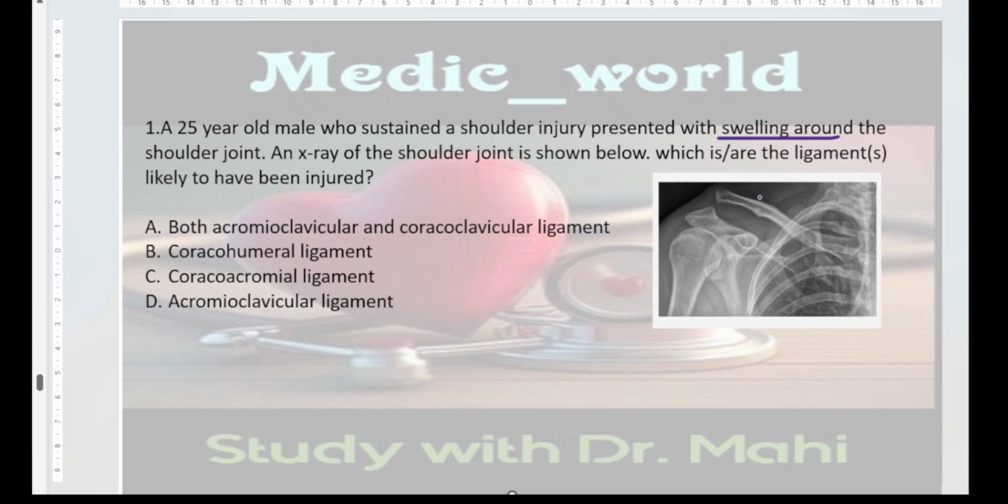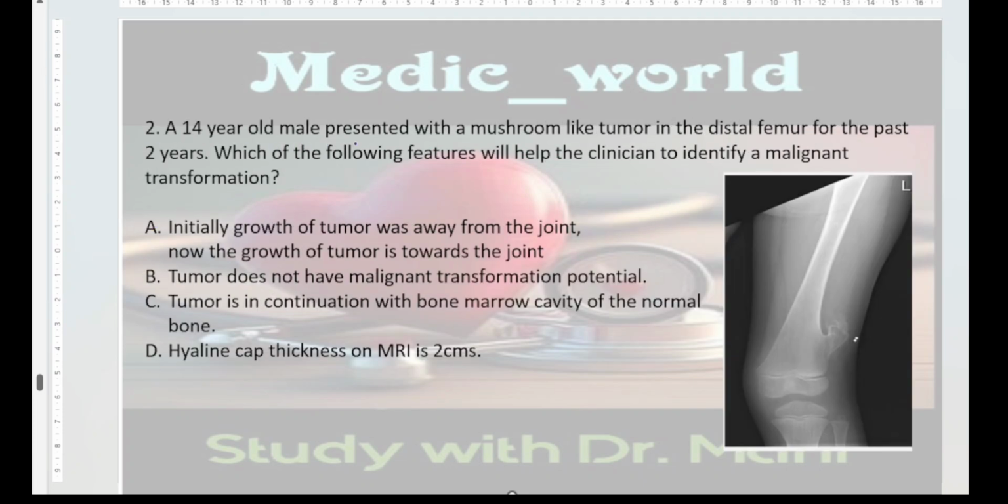Here in the image, it shows the clavicle has moved up and there is a gap between the clavicle and the acromion, suggesting injury to both the acromioclavicular and coracoclavicular ligaments. So the answer to this question is both the acromioclavicular and coracoclavicular ligaments.